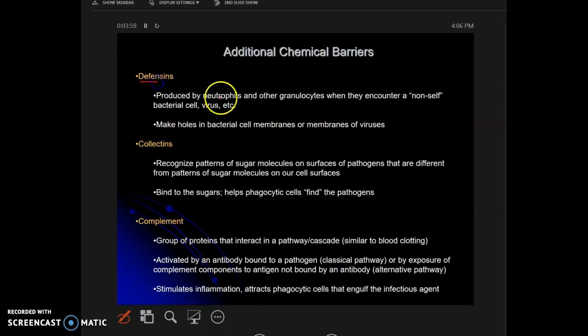Defensins. Defensins are produced by neutrophils and other granulocytes whenever they encounter any non-self bacterial cell. Non-self means a bacterial cell will not be like the human cell, right? It will be different. What does defensins do? They will make holes in bacterial cell membranes.